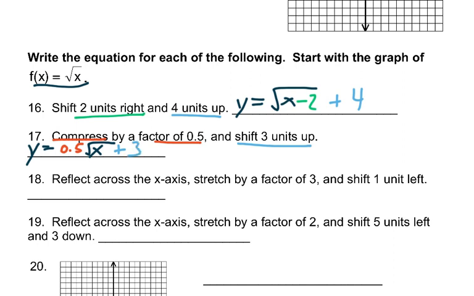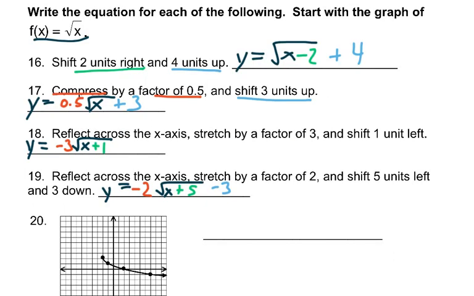So what I'd like you to do now is to pause the video, try 18 and 19, see if you can get these, and then I will unpause and show you answers. So go ahead and pause. All right, so check your answers. 18 should be y equals -3 square root of x plus 1. And 19 should be y equals -2 square root of x plus 5 minus 3.